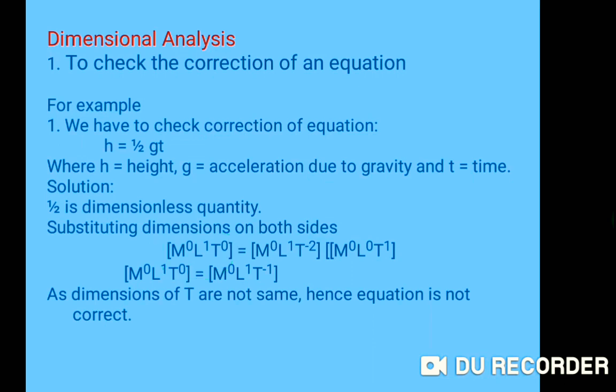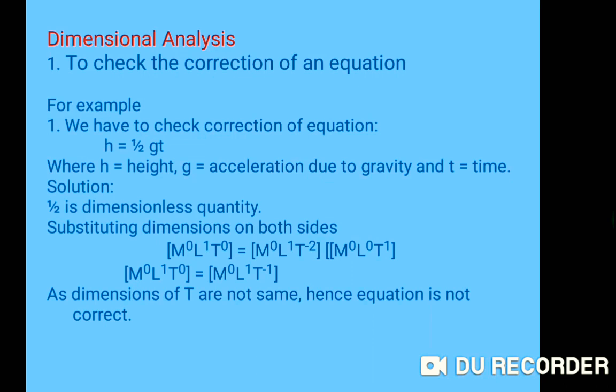Now acceleration due to gravity. We have already discussed in the previous slide that acceleration of the car, acceleration of the bike, are simply acceleration or acceleration due to gravity. All have the same dimensional formula, which is M raised to power 0, L raised to power 1, T raised to power minus 2. And time is M raised to power 0, L raised to power 0, T raised to power 1.